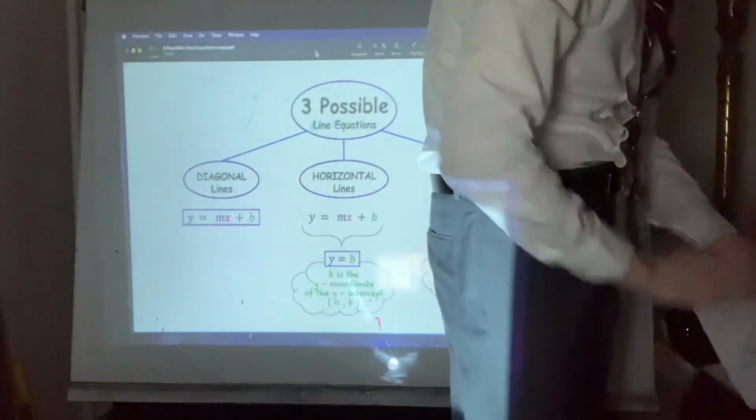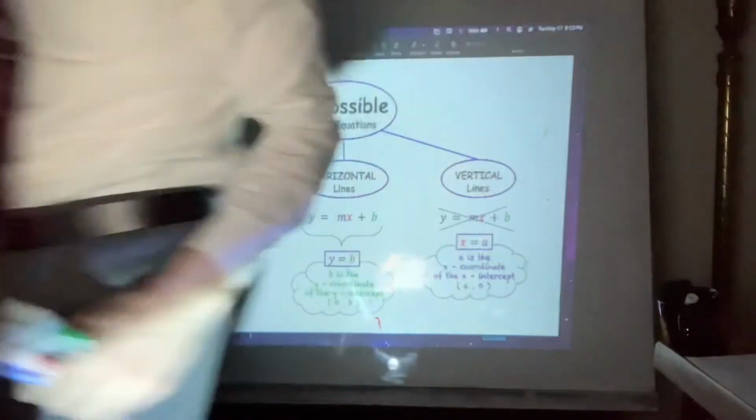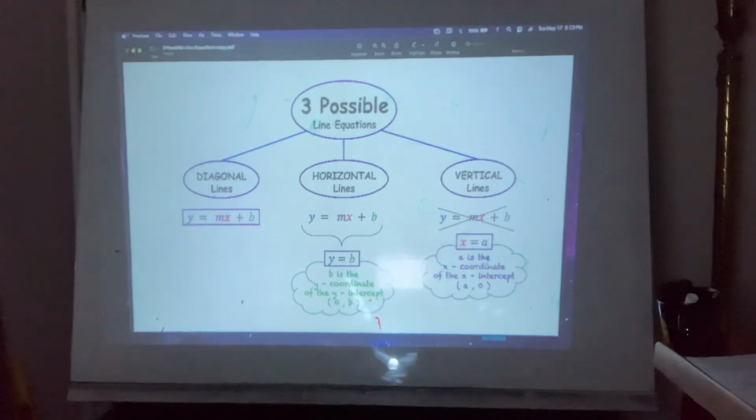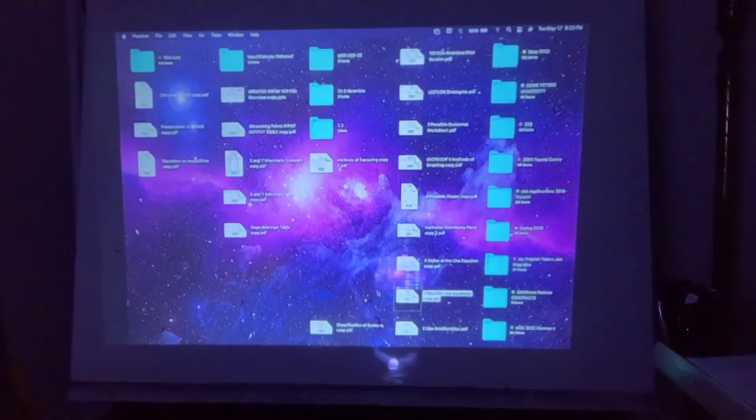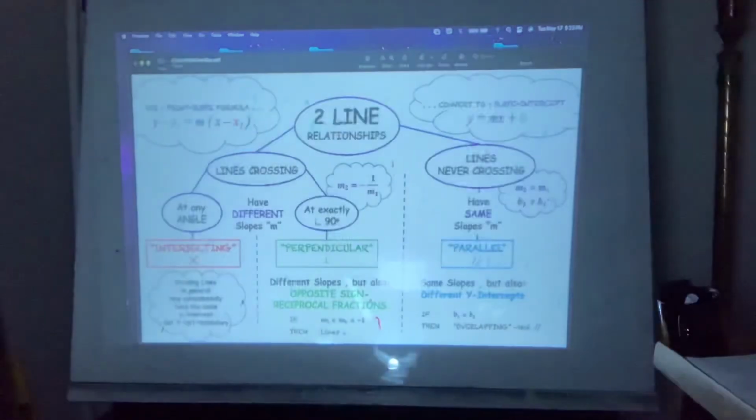All right, now here's pretty much the last thing, all right? There's 2 line relationships that would be good to know. I'm gonna opt for this slide because I think it's better.